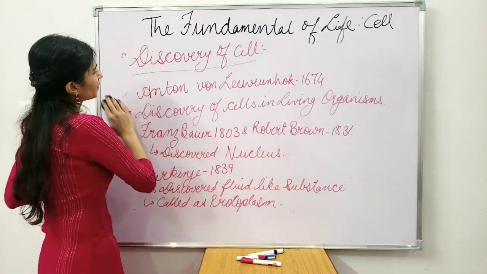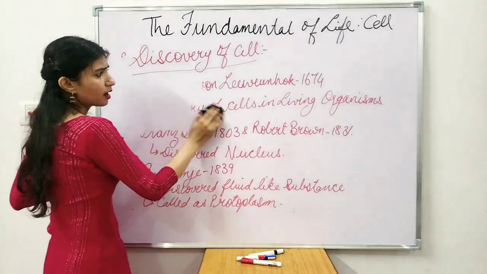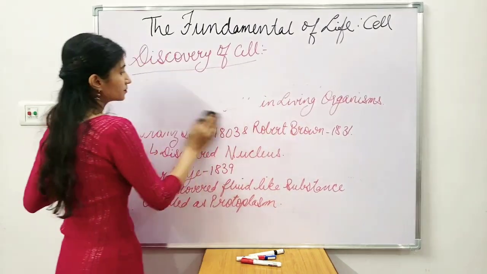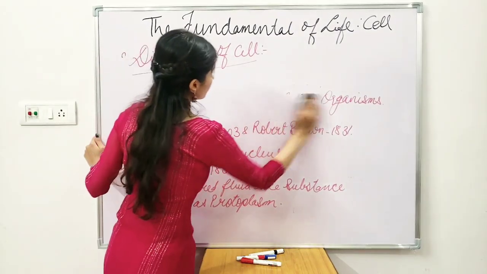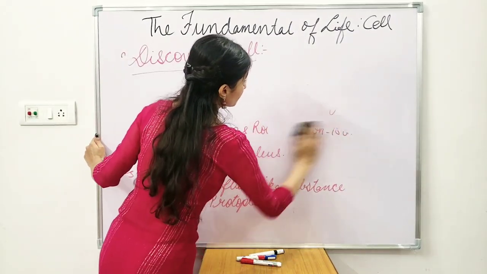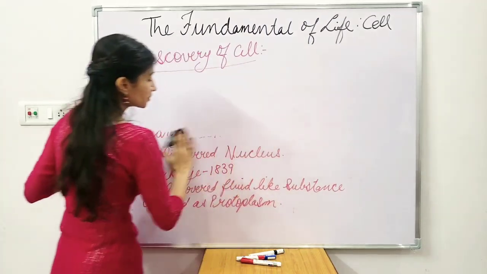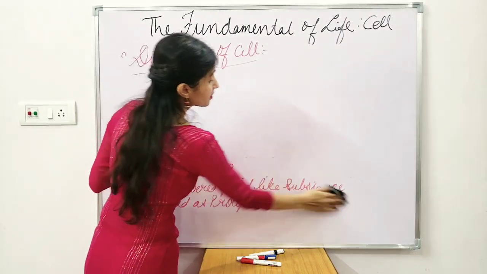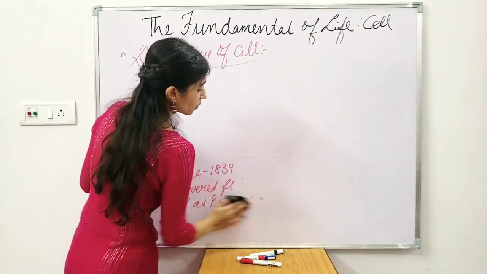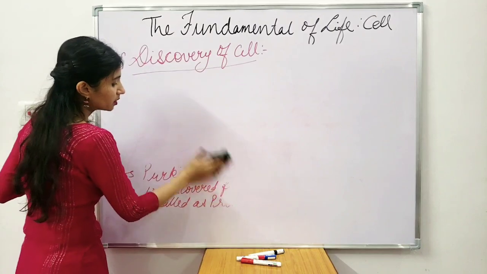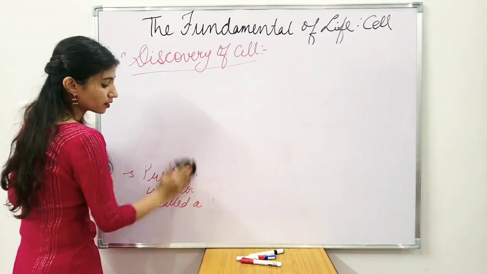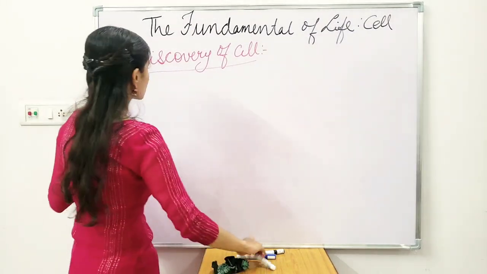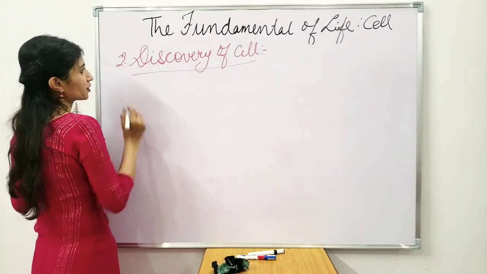Another interesting thing in the discovery of cell is the cell theory. I don't know whether you have heard about it or not. What is a cell? How does a cell look like? Is a cell the same thing that we are studying, or is there something else? There were two very prominent scientists who gave the cell theory. One of them was a German botanist, another one was a zoologist. So we will talk about the cell theory in the discovery of cell.